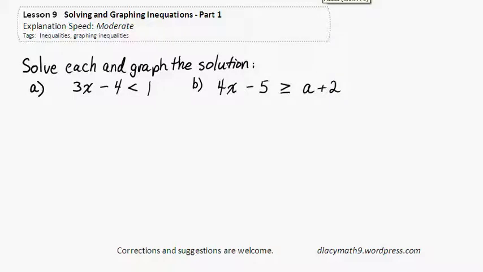Here we have Lesson 9, Solving and Graphing Inequations, Part 1 of 2 parts. Solve and graph the solution of each. Here we have something called an inequation.